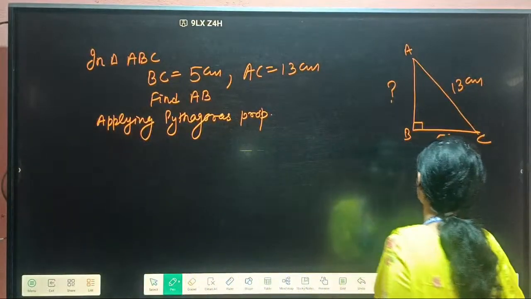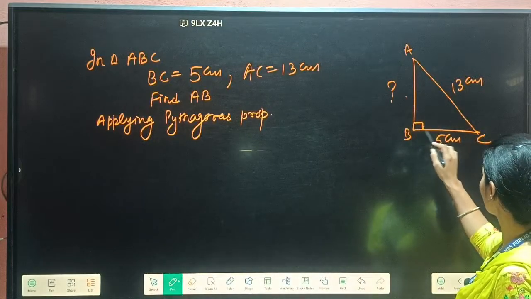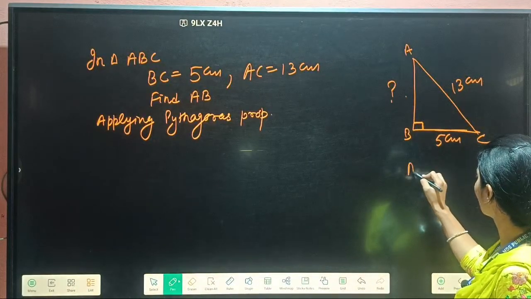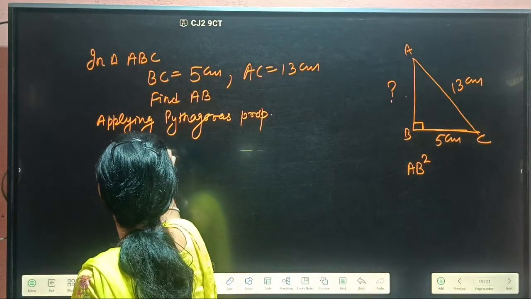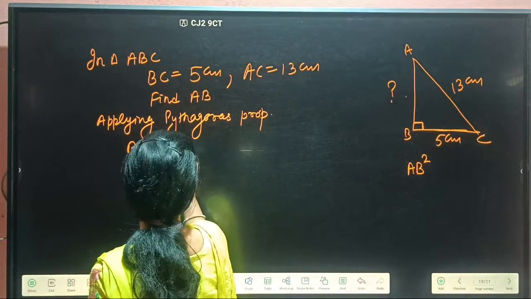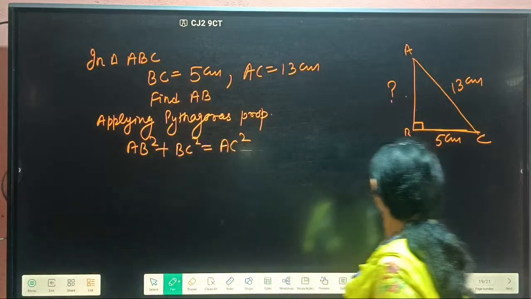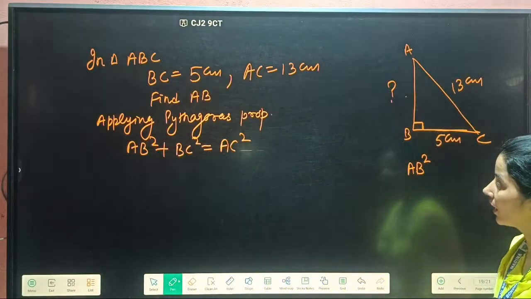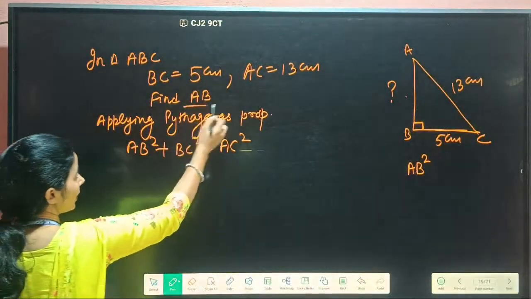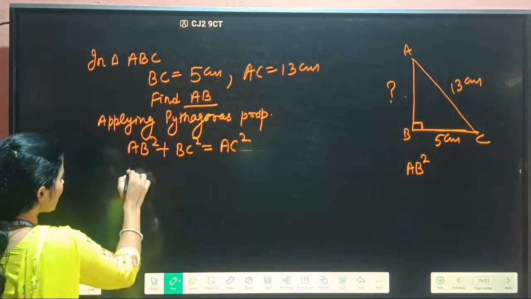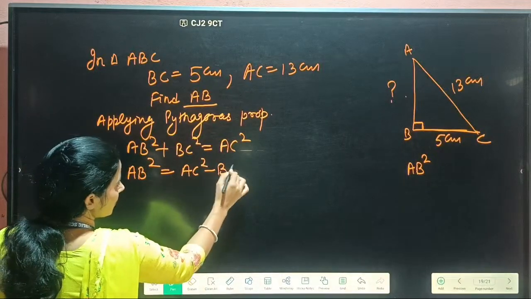What is the Pythagoras property in this triangle? It is perpendicular, 90 degree. We can consider this BC is base. Means AB square plus BC square equals AC square. Means base square plus perpendicular square is equal to hypotenuse square. Let us see what is given to us and what we need to find out. This AB we have to find out. So I will keep this AB square as it is, and then AC square minus BC square.